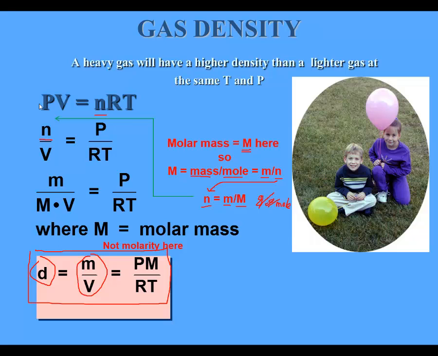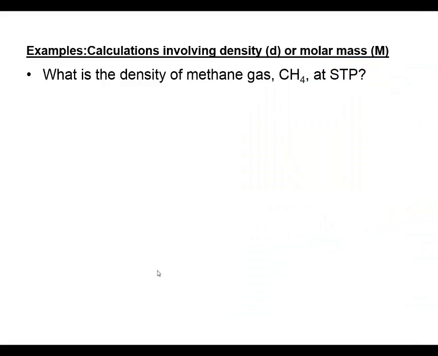Okay, so what's nice to see here is if I want to look at density, well, density is directly proportional to molar mass, which is what we were seeing with our previous data on our table. Okay, they're directly proportional. So let's go ahead and practice this. Let's find out what the density of methane gas, CH4, at standard temperature and pressure would be.